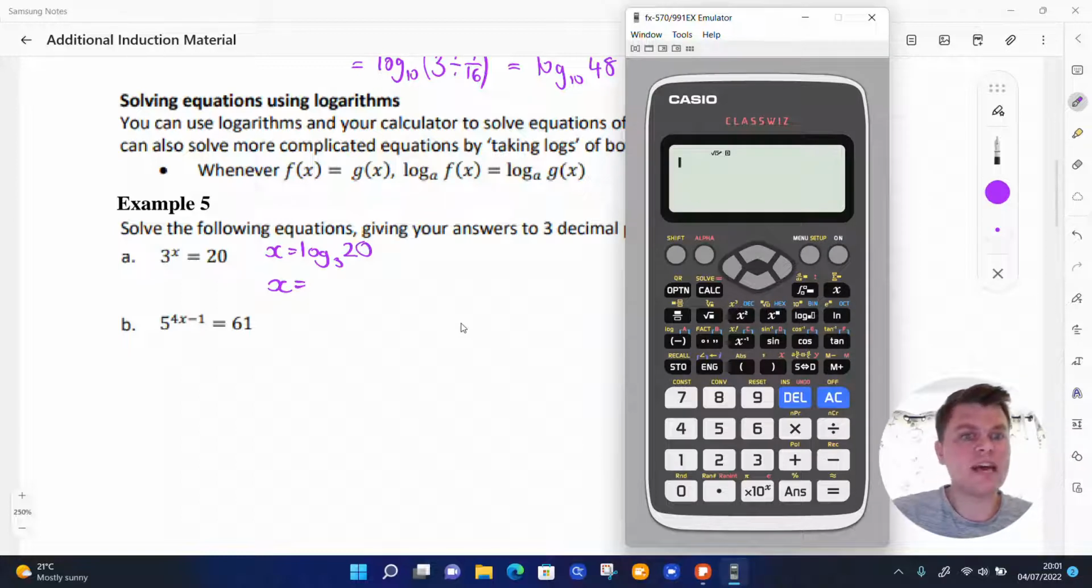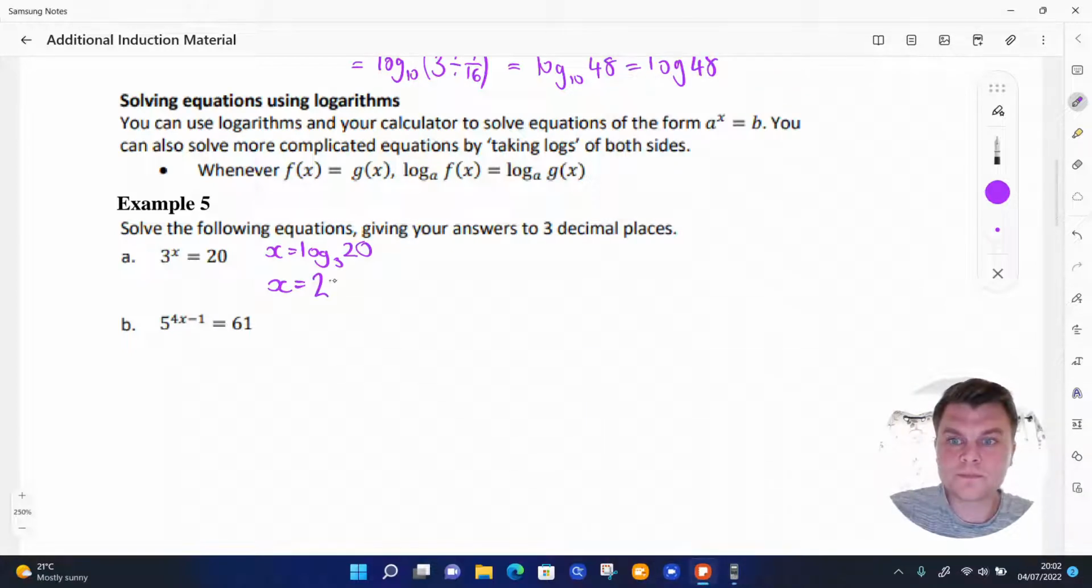So if we press that button first, you can see it comes up with us needing to input the base and then the number in the bracket. So of course the base is 3, press the right arrow over, enter 20, and we get an answer of 2.7268 and so on. This question asks us for 3 decimal places, so we're going to go 2.727. That's to 3dp.